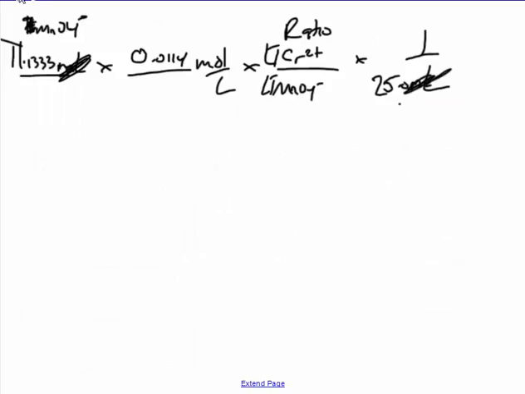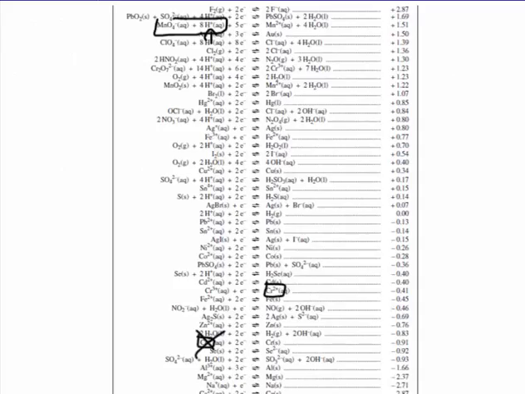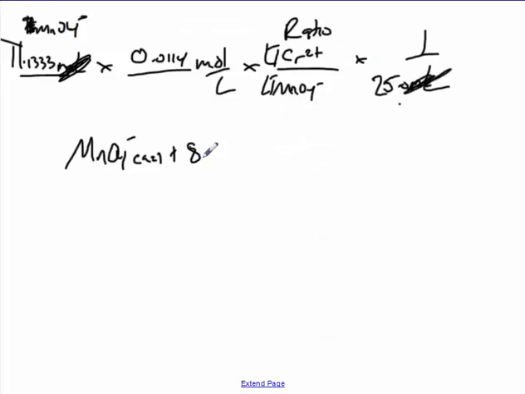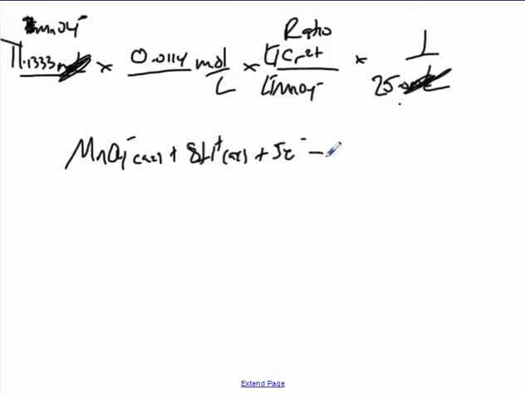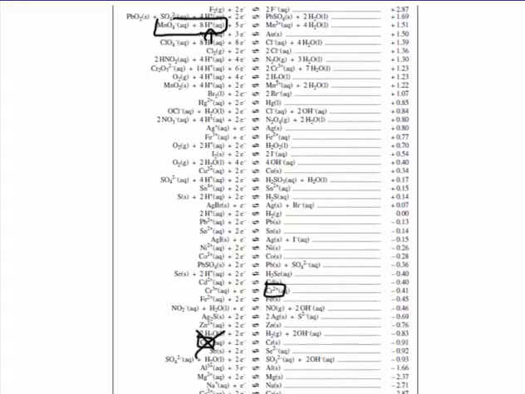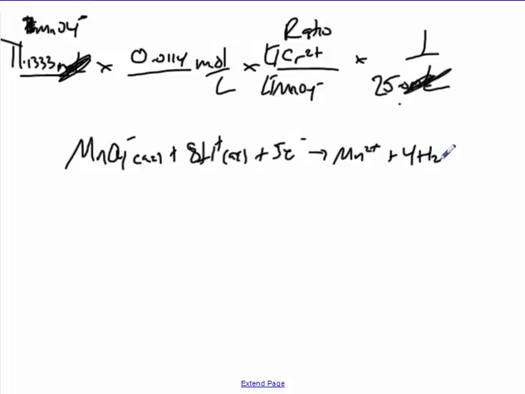So to write out my equation here, one of the equations is the MnO4 minus aqueous plus, what else do we got here? 8 H pluses plus 5 electrons. And it's going to turn into Mn2+ and 4 waters. Okay, the other equation looks like a chromium 2+ ion is going to go backwards into the chromium 3+ ion.